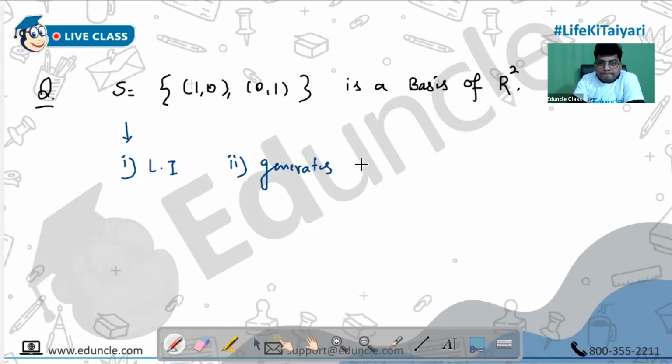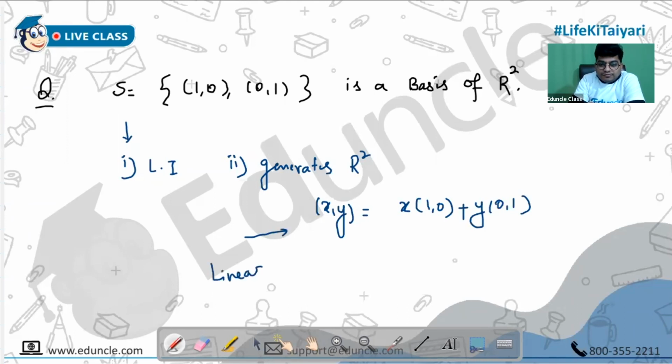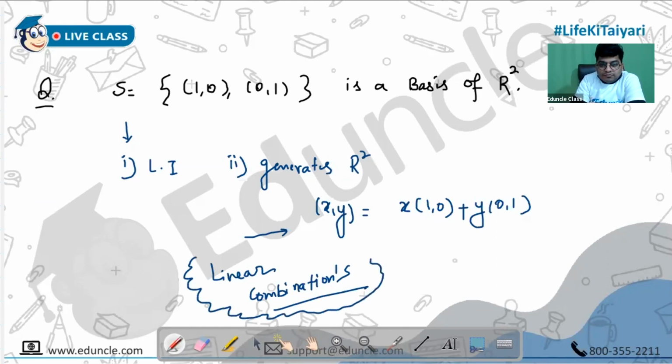Okay, R square. Why R square? Because any element (x, y) can be written as x times (1, 0) plus y times (0, 1), a linear combination. Am I clear? Yes.